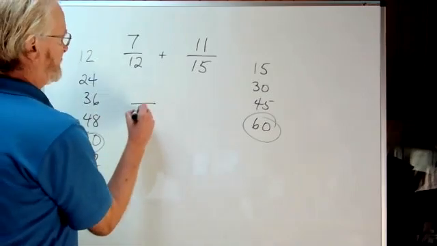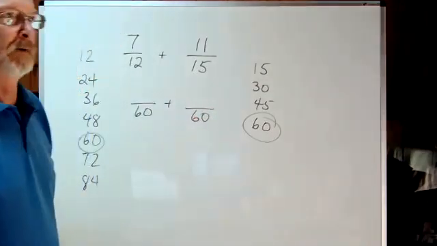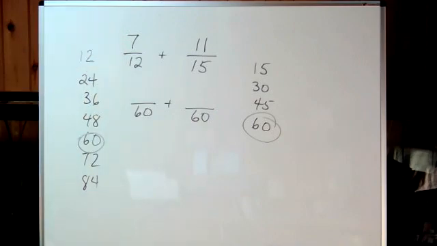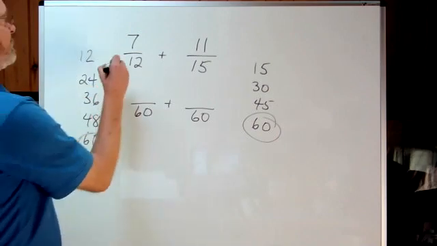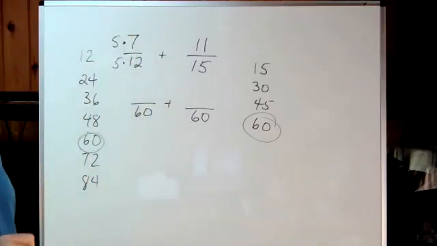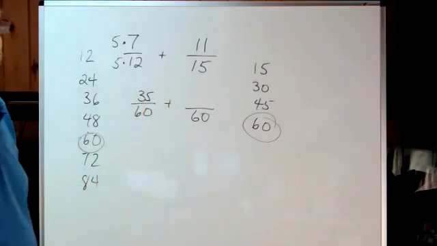So if I'm going to turn this one into 60 and this one into 60, what do I have to multiply 12 by to turn it into 60? Kind of got to go a little backwards: 60 divided by 12 is 5. I have to multiply 12 by 5 to get it to be 60. So if I'm doing that on the bottom, I have to do it on the top to build an equivalent fraction. 7 times 5 means I have 35 sixtieths.